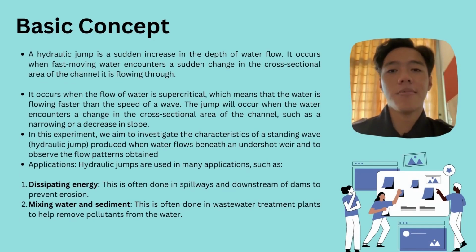For the basic concept, I will start with the definition. A hydraulic jump is a sudden increase in the depth of water flow. It occurs when fast-moving water encounters a sudden change in the cross-sectional area of the channel it is flowing through. It occurs when the flow of water is supercritical, which means that the water is flowing faster than the speed of the wave. The jump will occur when the water encounters a change in the cross-sectional area of the channel, such as a narrowing or decrease in slope.